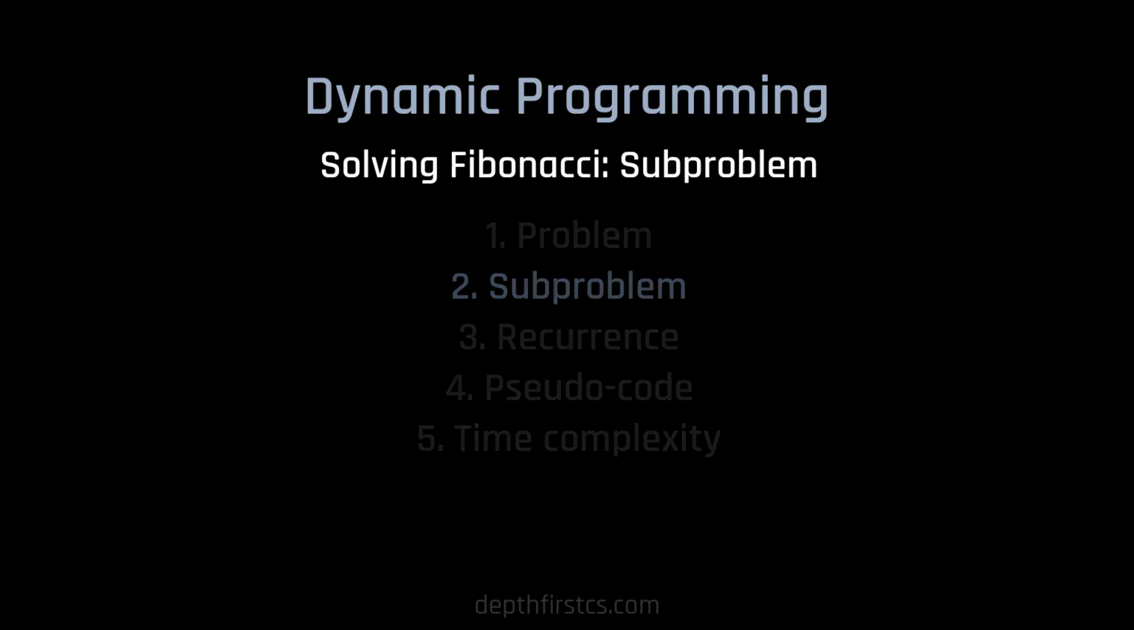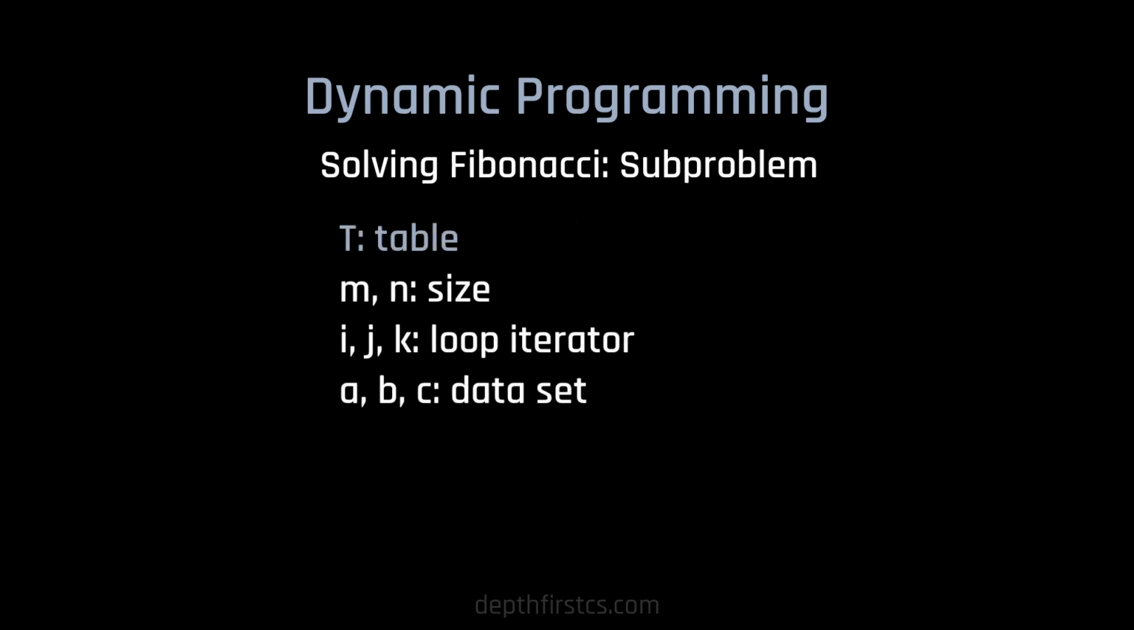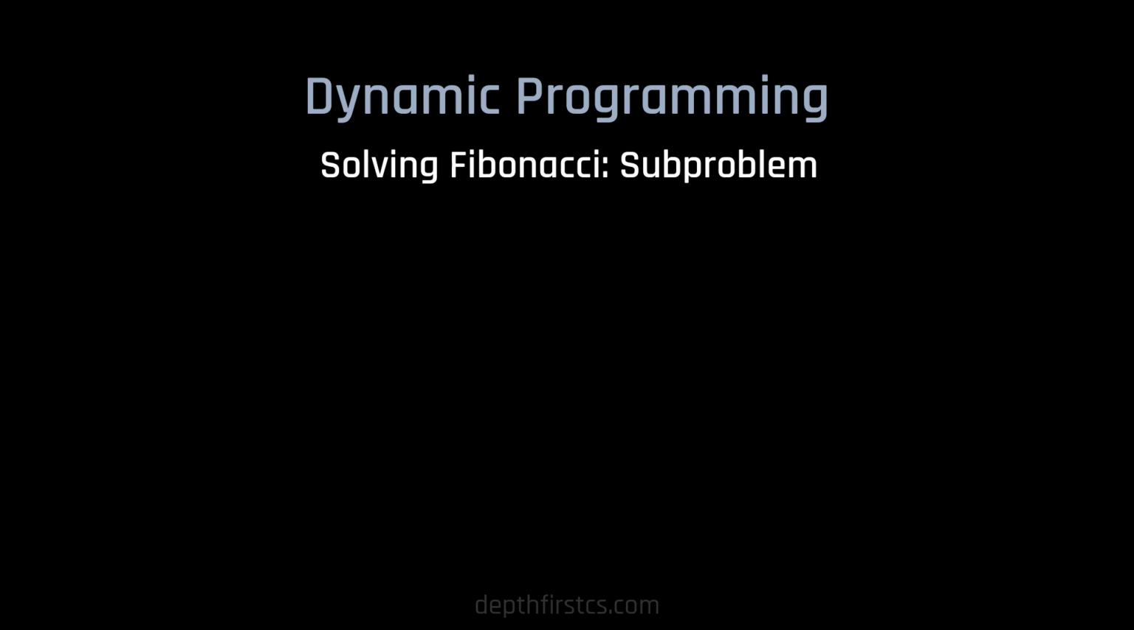When defining a solution, let's use T for table, N and M for sizes, I, J, and K for looping, and A, B, and C for any datasets. With that, we can define a value in the table as follows. T of I represents the ith number of the Fibonacci sequence.